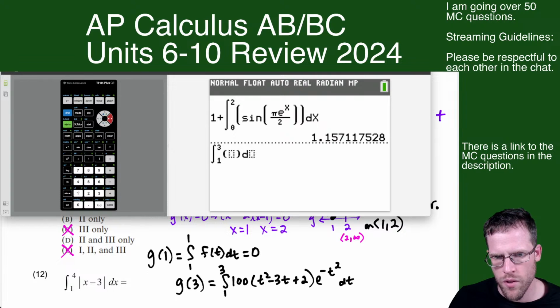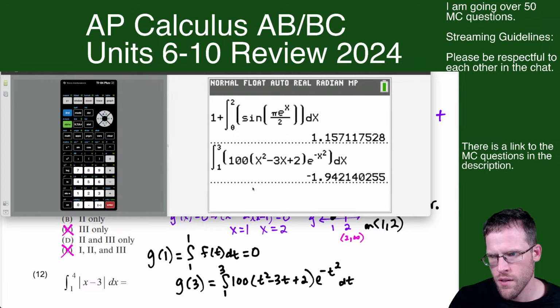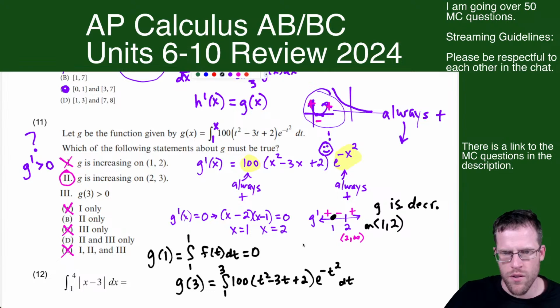And then we have 100 times, and I'll use x. It's not going to matter. I could use t, but I don't feel like using the alpha selection here. Okay, e to the negative x squared. All right, and then this, see, it's negative. So g of 3 is not less than 0. So it doesn't recover that decrease. Okay.